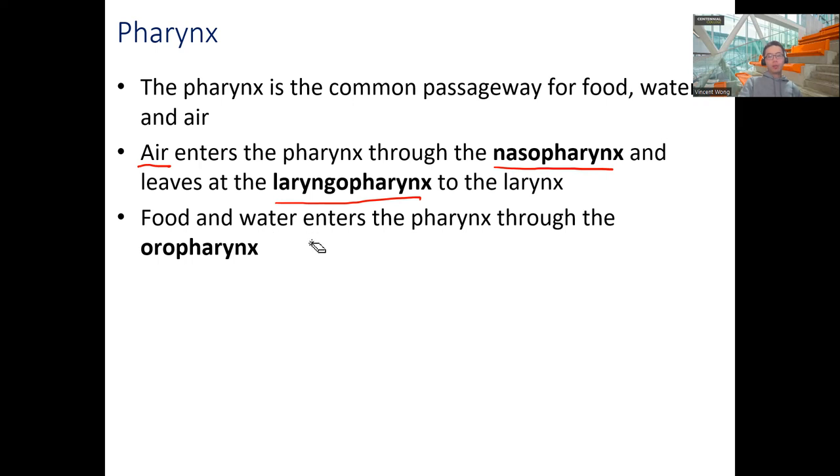And food and water enter the pharynx through the oropharynx. Okay, so the nasopharynx and oropharynx are two different ways to go into the throat, the pharynx, and then leaving the pharynx would be the laryngopharynx. It's much harder to visualize it from this text, but if you have the diagram right beside you, you'll be able to match them up.